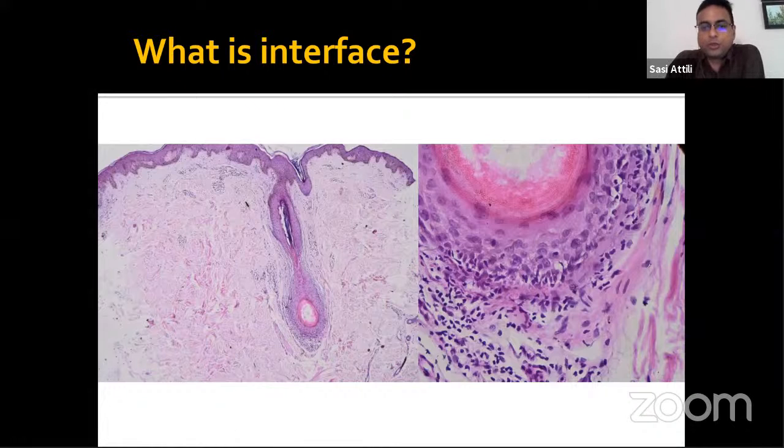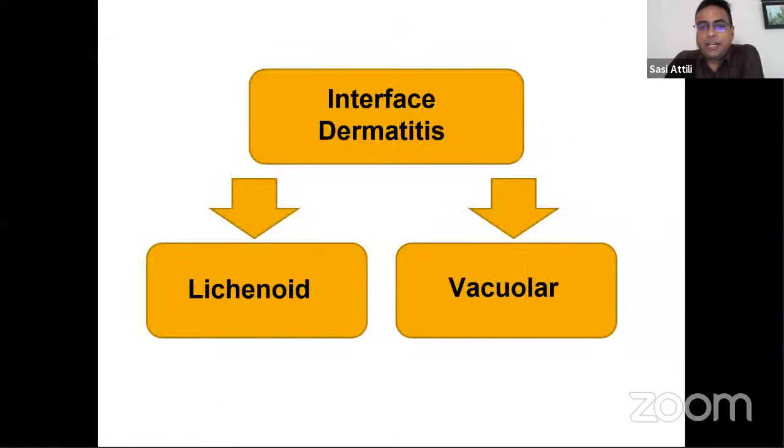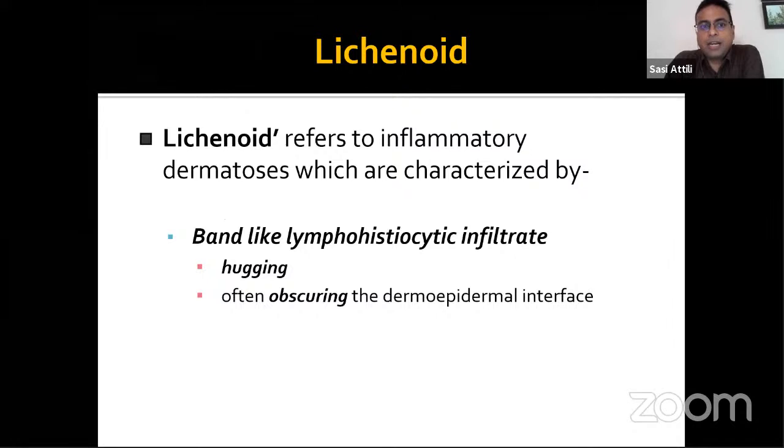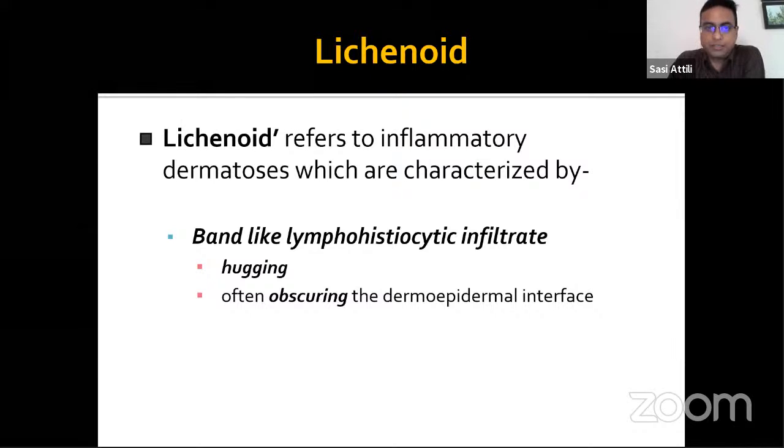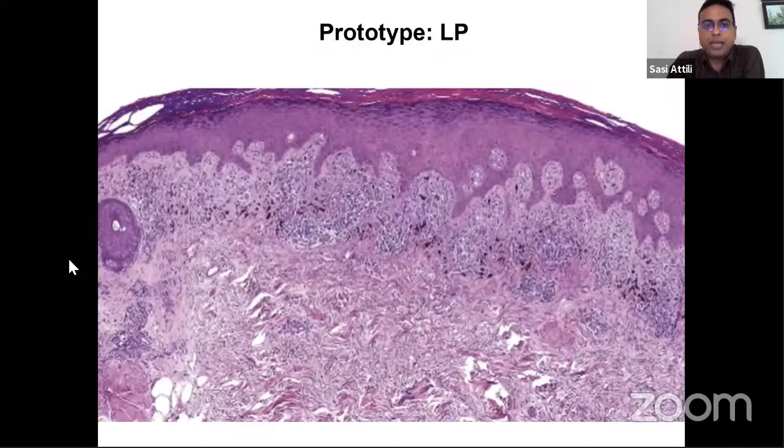All right. So interface dermatitis can be of two types. One is a lichenoid interface dermatitis type, and there is a vacuolar interface dermatitis. Now, how do they differ from each other? Well, lichenoid traditionally refers to inflammatory dermatoses which are characterized by a band-like lymphohistiocytic infiltrate, often hugging and often obscuring the dermo-epidermal interface. The classical example being lichen planus. So this is what we mean by lichenoid. And this is the prototype.